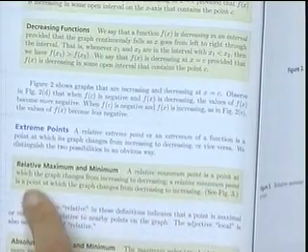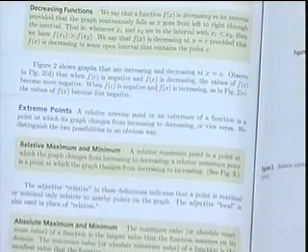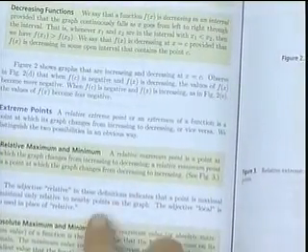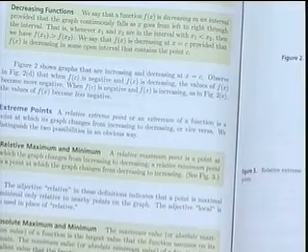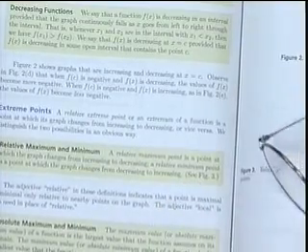Okay, relative maximum and minimum. A relative max or min is a point in which the graph changes from increasing to decreasing. That would be a relative max. And when it changes from decreasing to increasing, that's called a relative min.